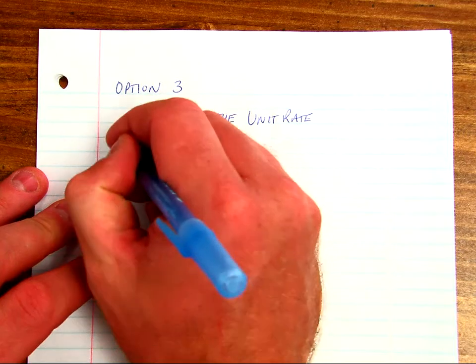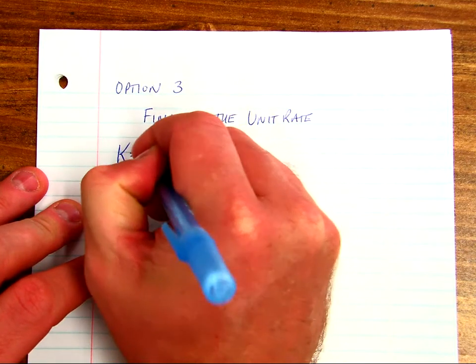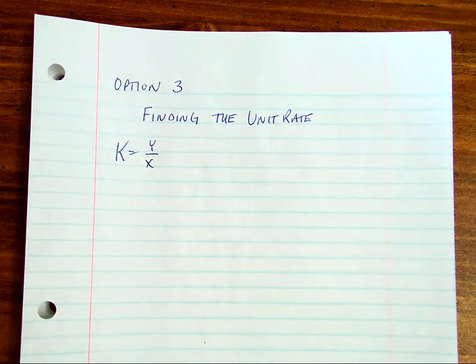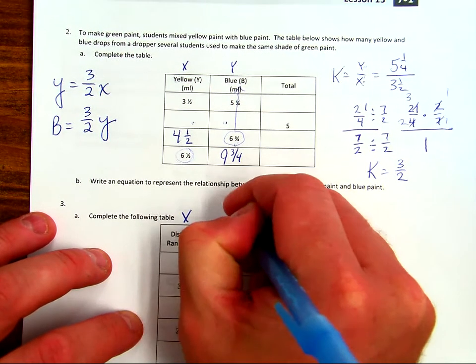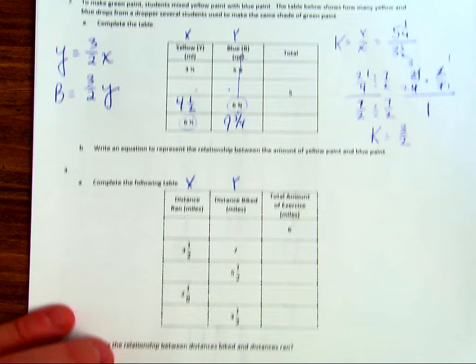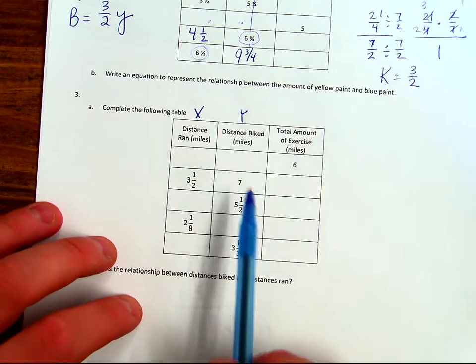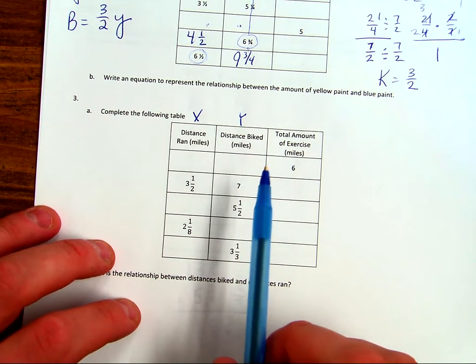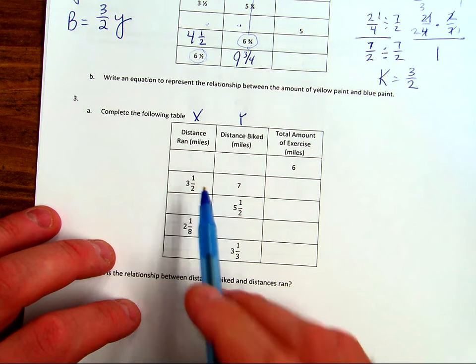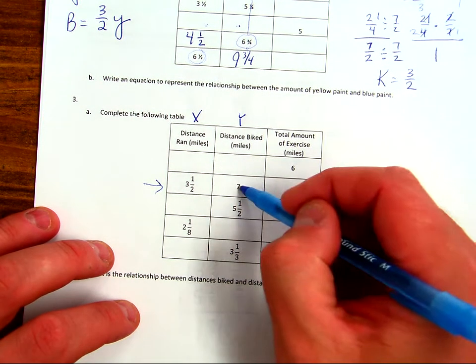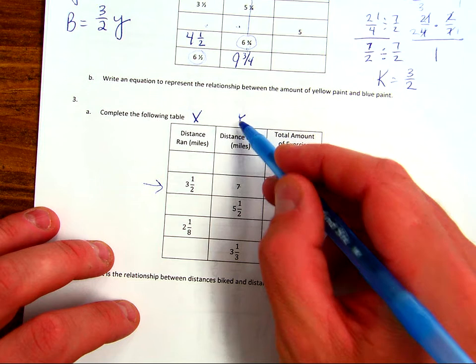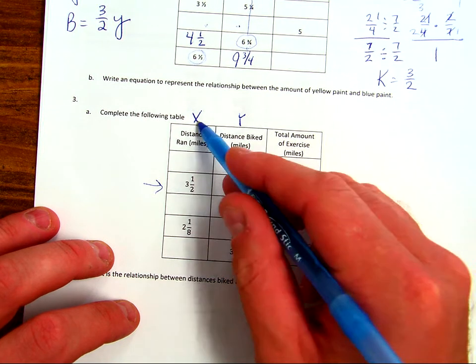We all know that to find the unit rate, we take the Y value and divide it by the X value. The dependent divided by the independent. In this case, the only dependent and independent variables that were given is this row right here, 3 1/2 and 7. 7 is in the Y column, it goes in the numerator. 3 1/2 is in the X column, it goes in the denominator.